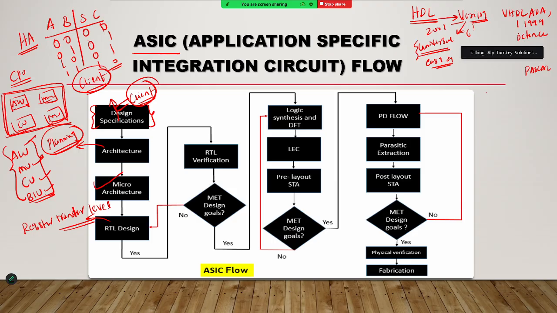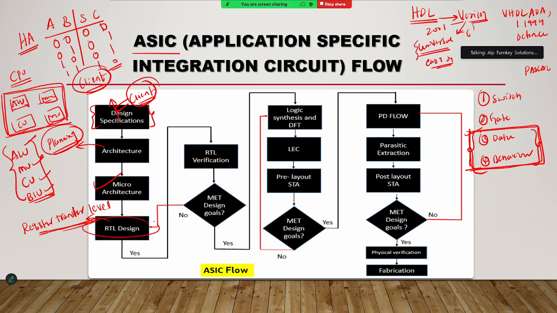So RTL means in Verilog, 4 levels of abstraction are there: switch level, gate level, data flow level, and behavioral level. Basically we'll use the data flow level and behavioral level in RTL, that I will explain, don't worry. Register transfer level shows how the data is transferring in the registers.